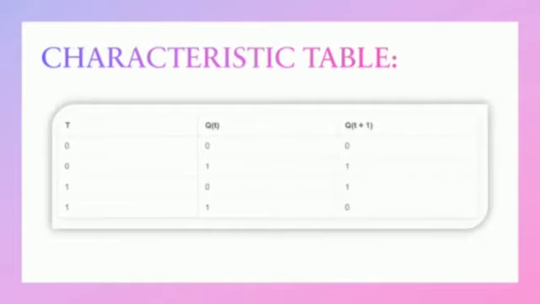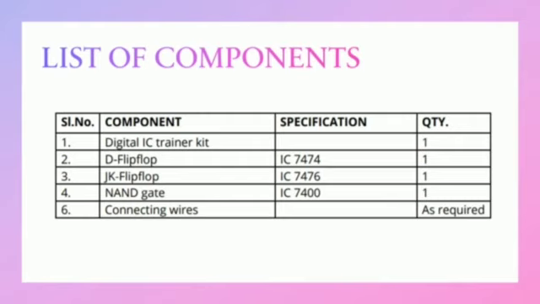And this is the circuit diagram of the T flip-flop, that is, AND and NOR gates. And this is the characteristic table, that is, if T is 0, then Q T and Q T plus 1 are 0 0. And if T is 0, then it will be 1 1. And if T is 1, then it will be 0 1. And if T is 1, then it will be 1 0. And this is the list of components you will require if you are going to do this experiment.